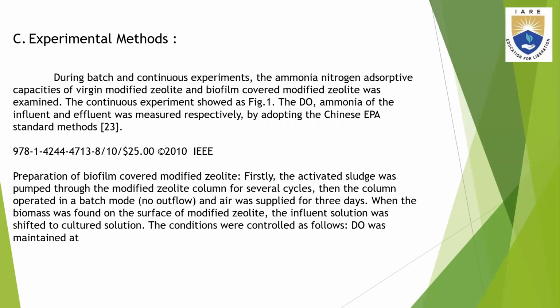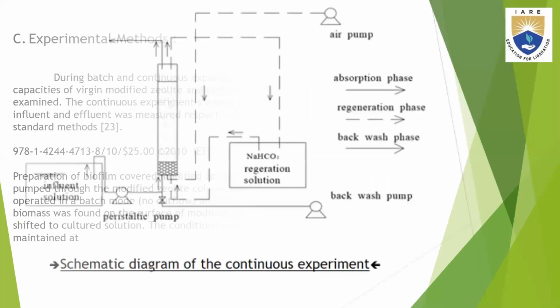Preparation of biofilm covered modified zeolite. Firstly, the activated sludge was pumped through the modified zeolite column for several cycles. Then the column operated in a batch mode, and air was supplied for 3 days when the biomass was found on the surface of modified zeolite. The influent solution was shifted to cultured solution. The conditions were controlled as follows. DO was maintained at.